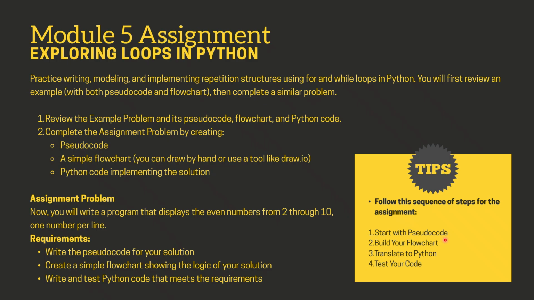Once you translate this to Python and enter it into one of the editors, then you're going to test your code, which means you're going to run the program and see, does it display exactly the numbers that you expect? If not, then you need to check your starting value. Maybe you're not starting at the right number. You need to check your stopping value. Maybe you're not stopping it properly.